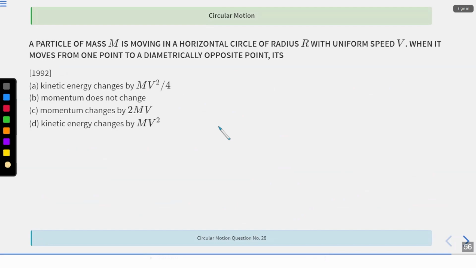Okay, so our next question is, a particle of mass m is moving in a horizontal circle of radius r with uniform speed v. When it moves from one point to a diametrically opposite point, its kinetic energy changes by mv square by 4. Momentum does not change. Momentum changes by 2mv. Kinetic energy changes by mv square. So here we need to calculate momentum and kinetic energy to know which is the correct option.